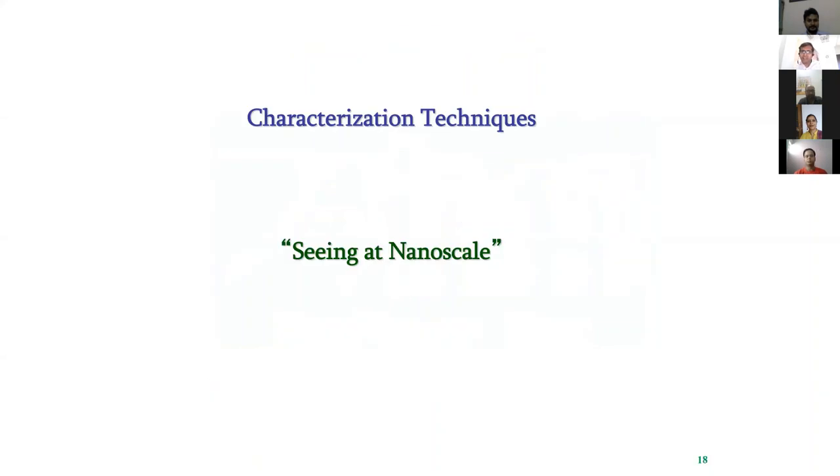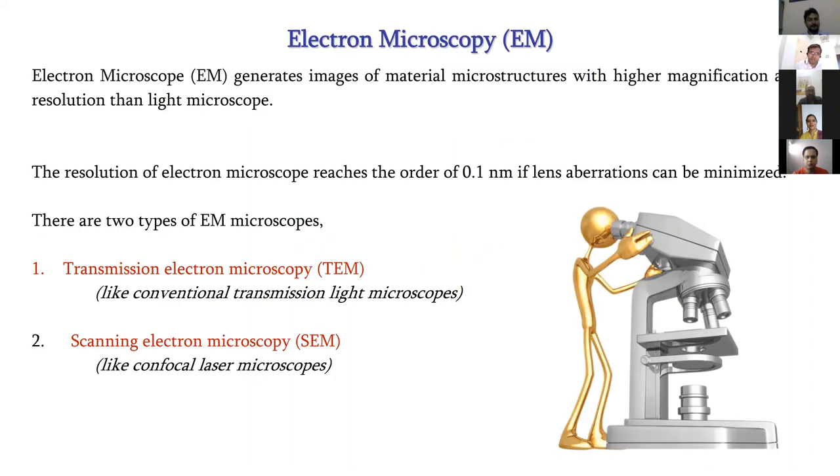Another question that you may ask is, if they are so small, I cannot see them by eye, right? They're really, really small. Even visible light has a wavelength larger than them, around 400 nanometers and above, so how do I see them? There are two ways to see them. It's called electron microscopy, using transmission electron microscopy or scanning electron microscopy.